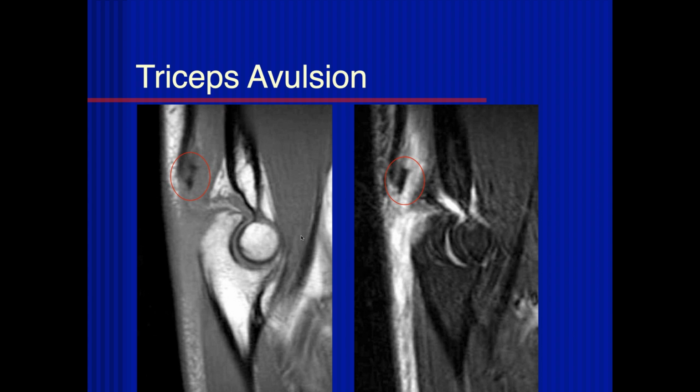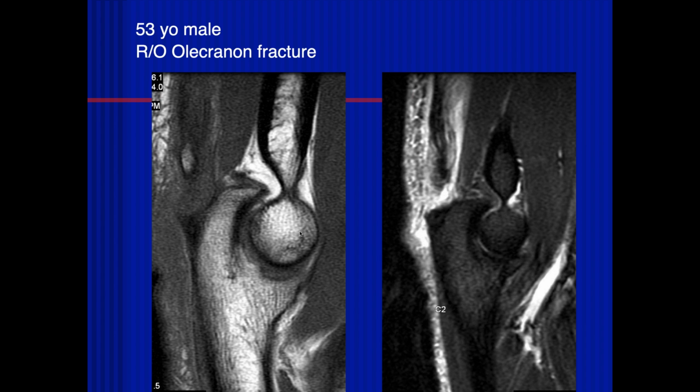Yeah. Good. Michael, what do you think of this case? Okay, so it looks like there's a triceps olecranon avulsion fracture. I'd want to see the axials to see if it's a complete avulsion.